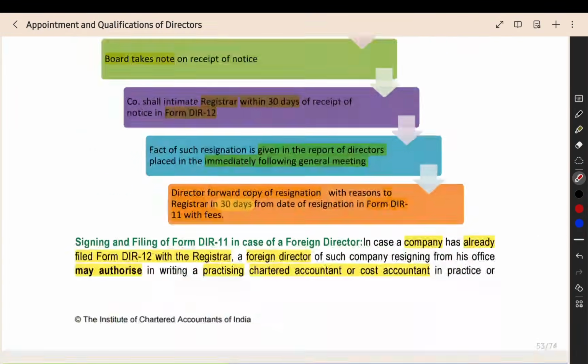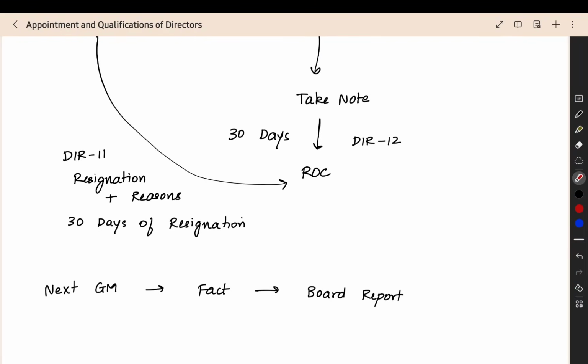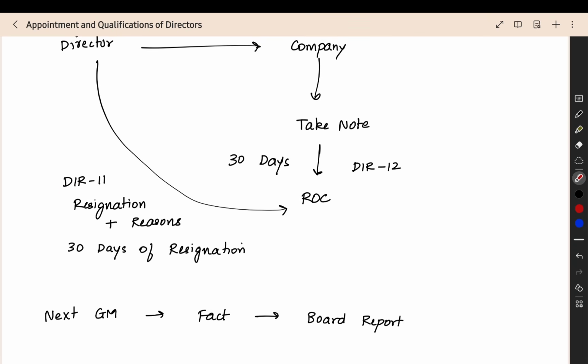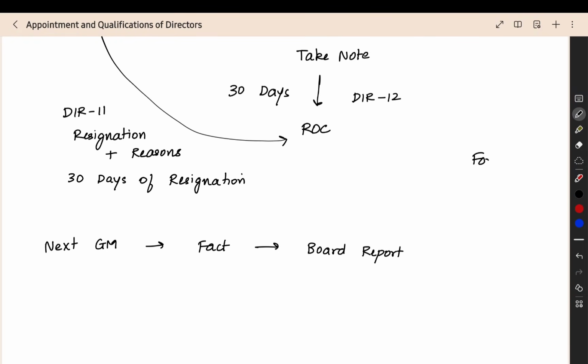Then we have some more points that we can also see in the case of a foreign director. A normal resident director in India will send the DIR 11 form themselves. But if it is a foreign director, what will happen?